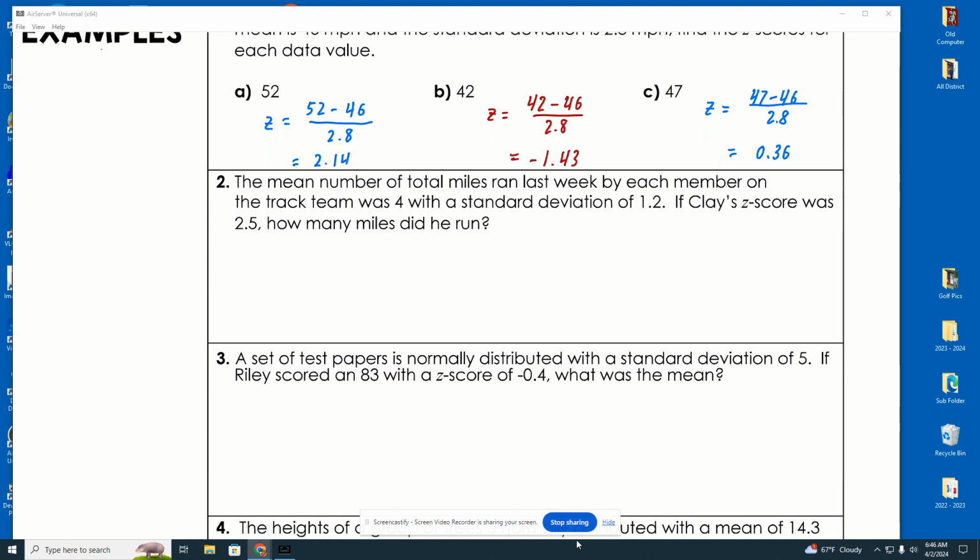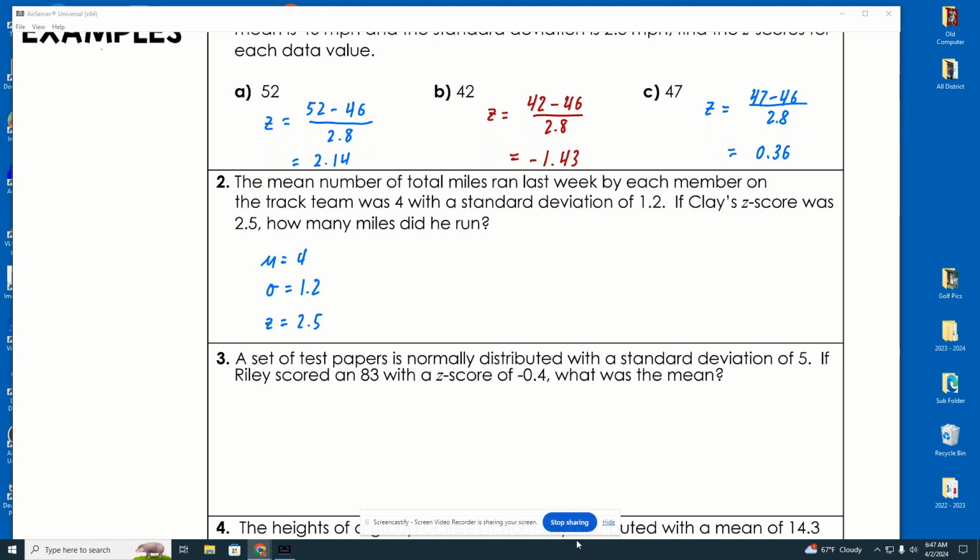Now, obviously, questions could be asked a little differently because we have a formula. Like number 2, it says the mean number of total miles ran last week by each member on the track team was 4. So again, what's that? That's your mu, right? With a standard deviation of 1.2. It says if Clay's z-score, so this time we have a z-score, was a positive 2.5, they want to figure out, well, how many miles did he actually run? So again, we're just using the same formula. We just are filling in different blanks, okay?